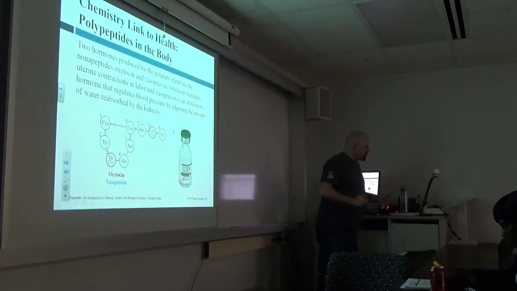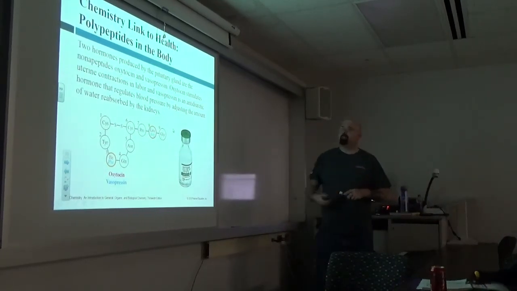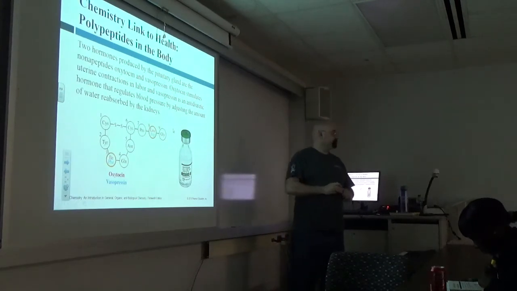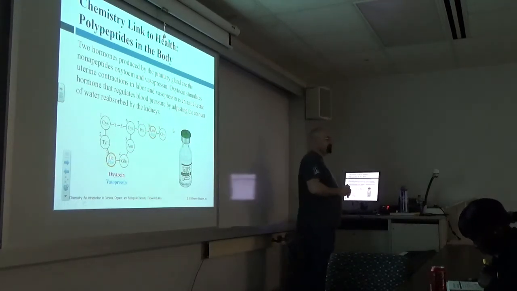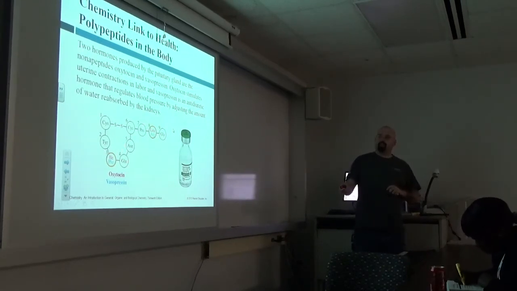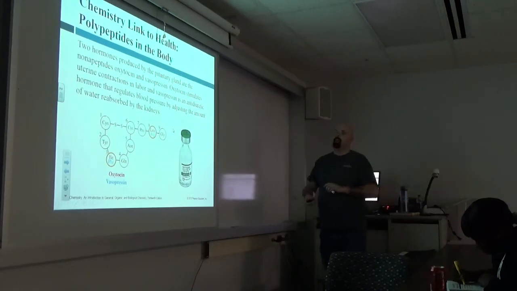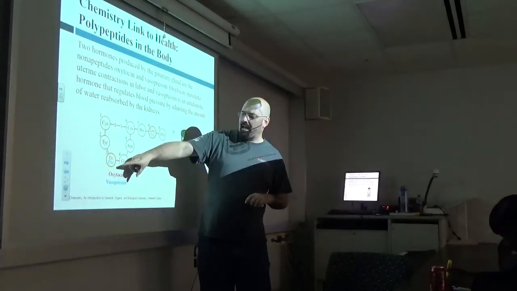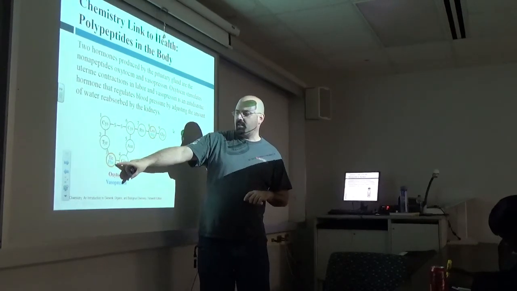There are two hormones that come out of the pituitary gland. You might be familiar with some of these, oxytocin and vasopressin. They're exactly the same thing, where we have a cysteine, tyrosine, and then right here, oxytocin has an isoleucine and vasopressin has a phenylalanine.